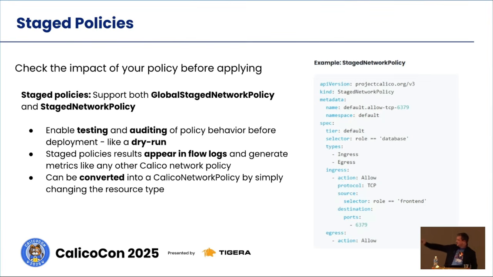So this spec here on the side is exactly the same as a regular Calico network policy spec. The only difference is the kind or the type in the second field, which is called StagedNetworkPolicy here. I'll show in a second I can apply this to a cluster, and then I can just remove the word staged and reapply it, and it'll actually take effect and start blocking traffic.